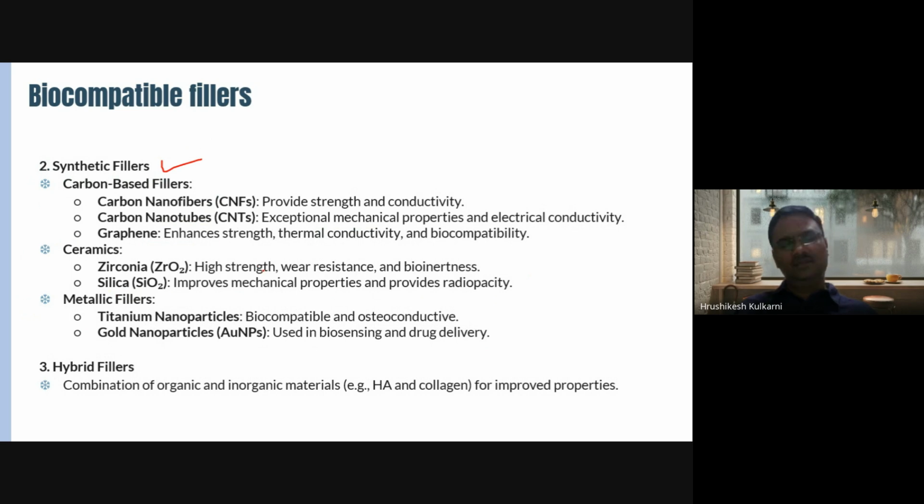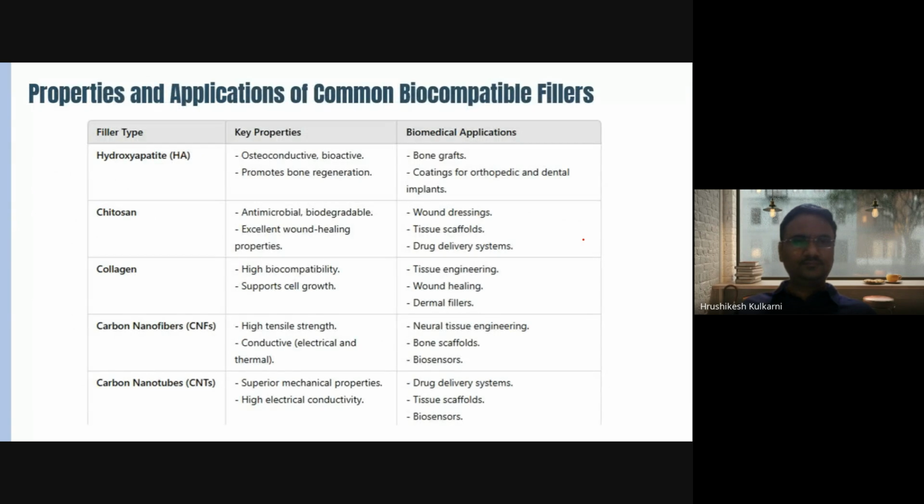Synthetic fillers are the artificial fillers which are made by man, like, as I said, carbon nanotubes and carbon nanofibers. There are also some ceramic and metallic fillers. Because of their properties, like thermal and electrical properties we have discussed, they are used in biomedical applications. Again, I have made a common table to understand this: name of the filler, their key properties, and their biomedical application. If you go through this, you will find many applications where there is a huge scope for research. If you are interested, you can select any one specific application and start working on it.